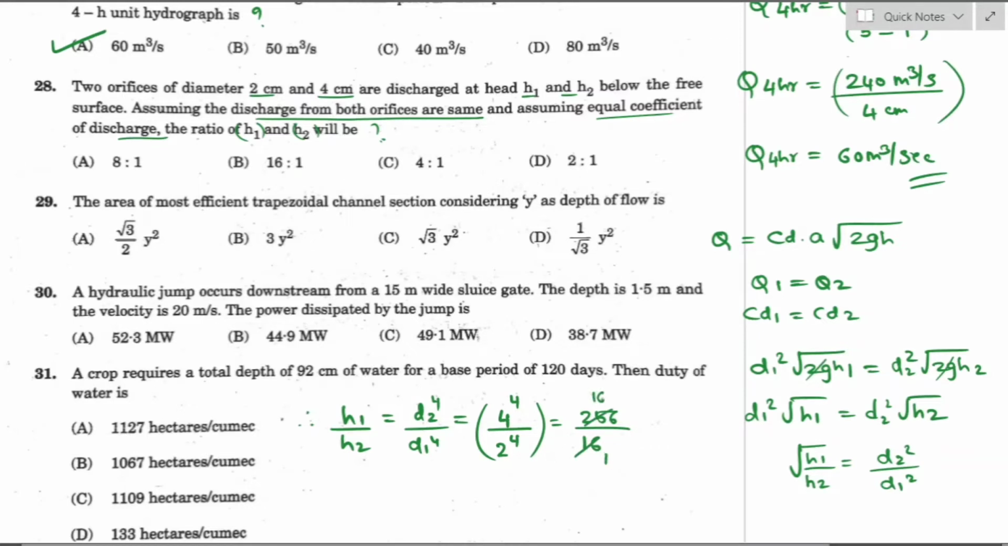So 16 ones are 16, 16 16s are 256. So it is the ratio of 16 by 1. So option B is the right answer.